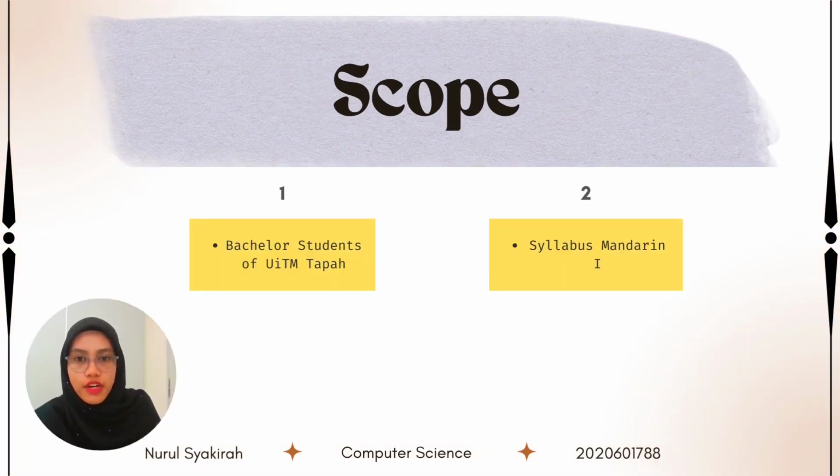This is the scope section of this project. The first scope is bachelor students of UiTM TAPA, as they have to take Mandarin as their third language. The second scope is the syllabus in Mandarin 1. In UiTM TAPA, there are 3 levels of Mandarin languages, which are Mandarin 1, Mandarin 2, and Mandarin 3. But in this project, we'll only focus on the syllabus in Mandarin 1.